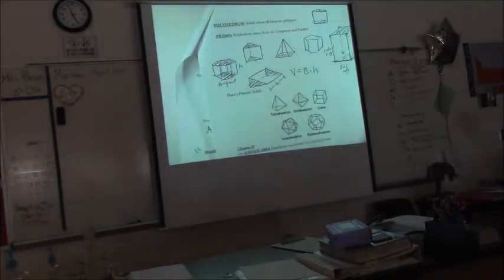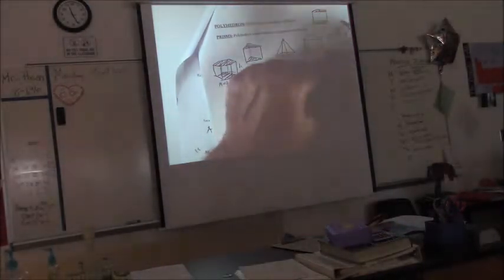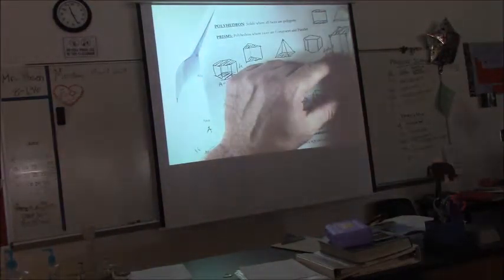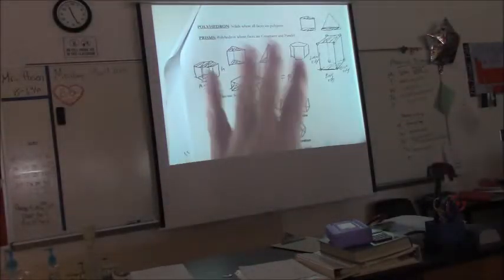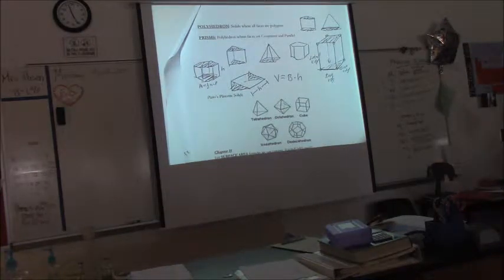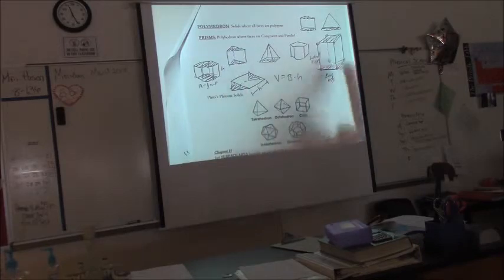Those are circles. A circle's not a polygon. So a cone would not be considered a polyhedron. I don't think they'll get into that kind of vocab match with you. But just understand a polyhedron is not a cylinder, it's not a cone, it's not a sphere. It's anybody that has faces that are polygons, all right?